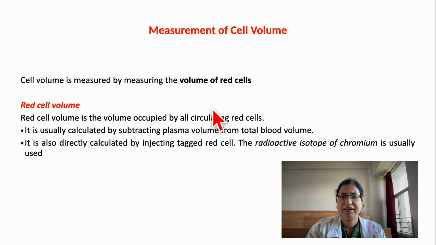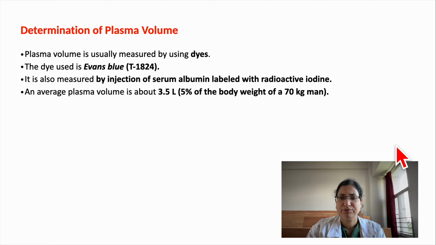Cell volume is measured by measuring the volume of red cells. So red cell volume is the volume occupied by all the circulating red cells. It is usually calculated by subtracting plasma volume from the total blood volume. It can also be directly calculated by injecting tagged red cells. The radioactive isotope of chromium is usually used.